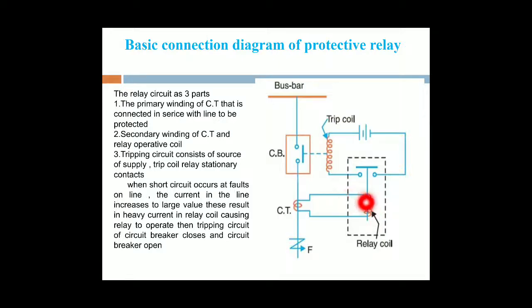Then it will be connected to the arm that is connected to the tripping coil, and the tripping coil is connected to the battery. This is the construction diagram of a basic protective relay.